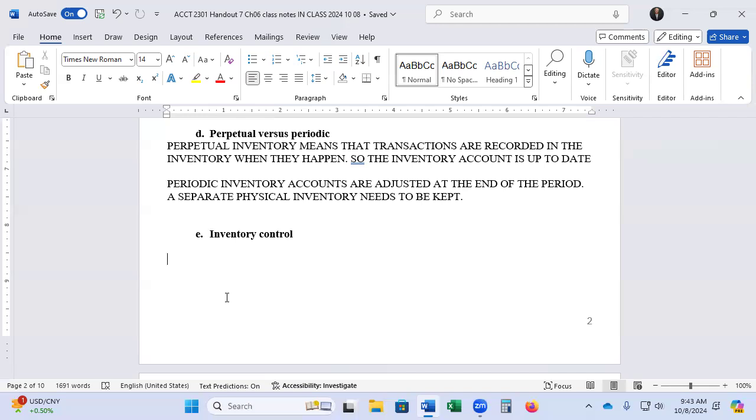Okay. Inventory control here means multiple different things. When they talk about inventory control, one of the things that they're talking about is protecting inventory from things like damage or theft or spoilage. Those are just some examples.